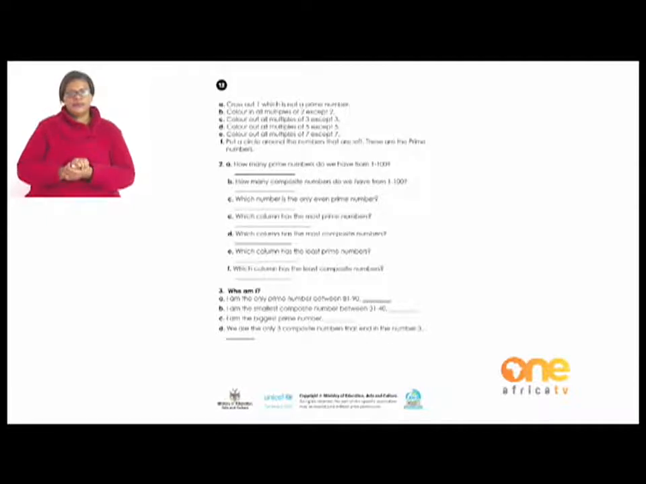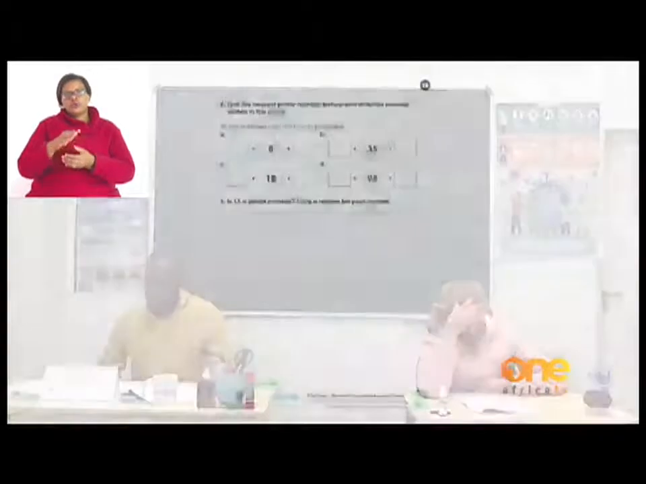And then D is asking for 3 numbers. It says, we are the only 3 composite numbers that end with the number 3. In other words, find those 3 composite numbers that have their unit as 3, in other words, they end with the number 3. All right, now let's go to the next page, which is page 13.